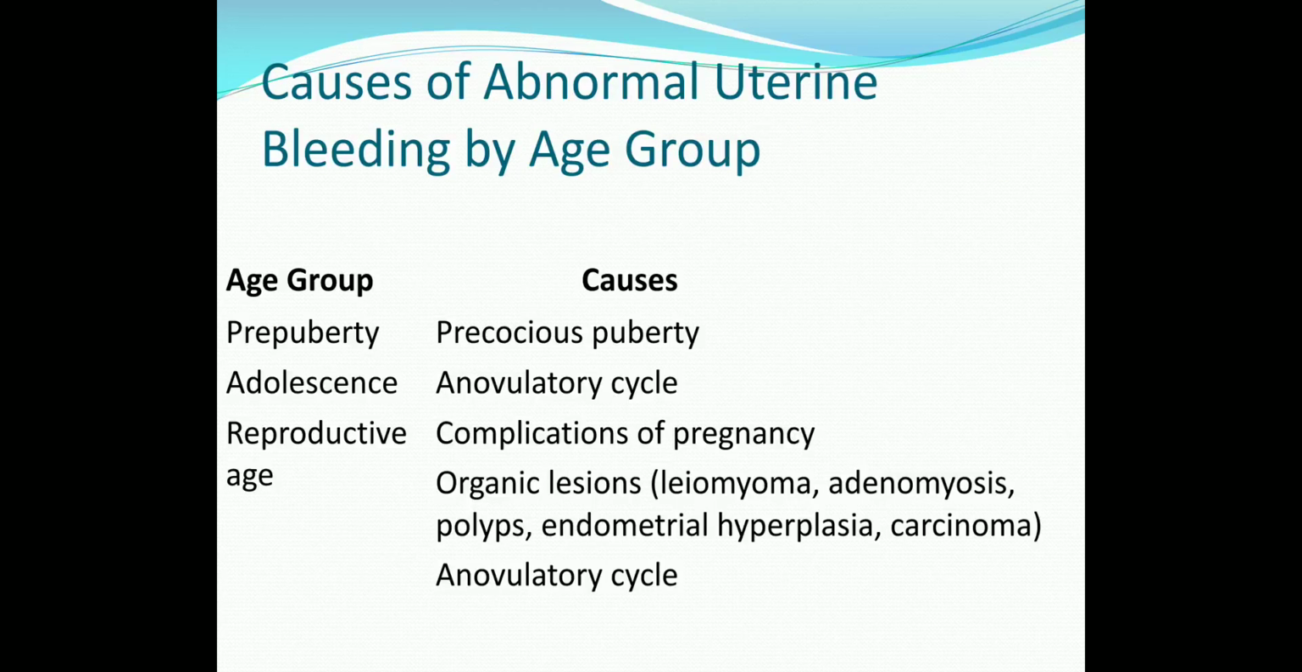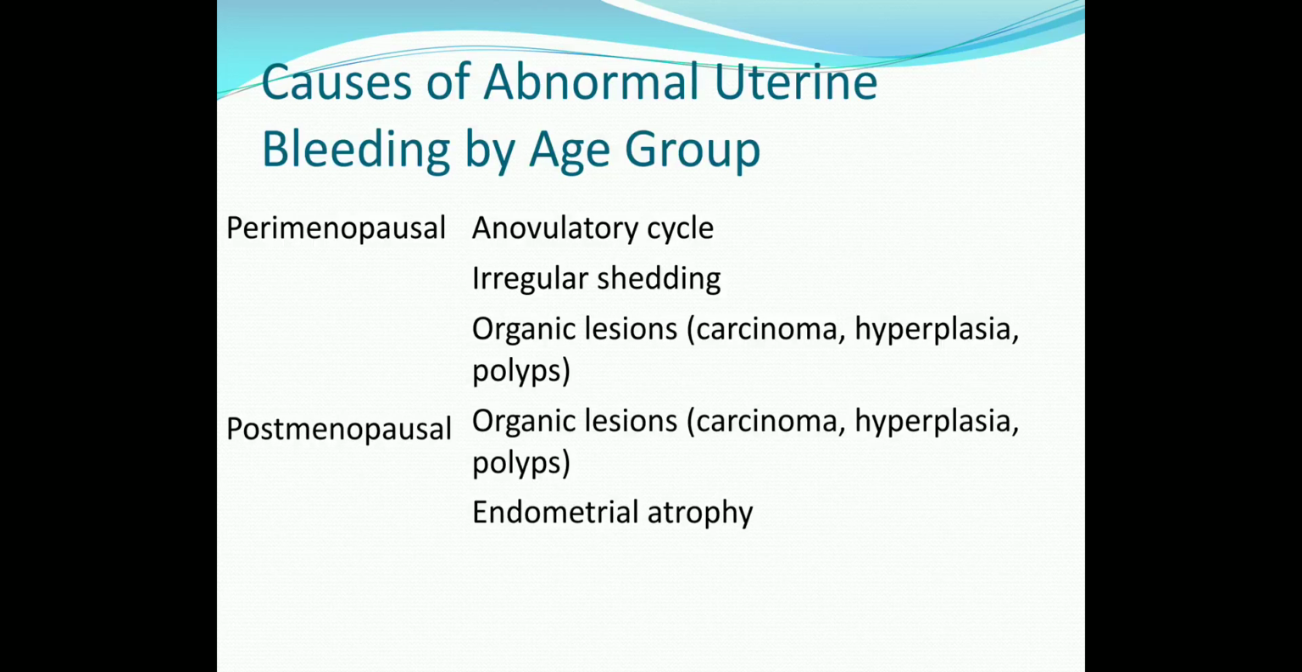Okay, so this is abnormal uterine bleeding, also known as AUB or DUB. It can be due to different causes. So just go through that.